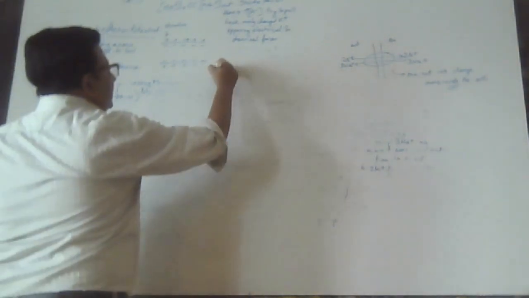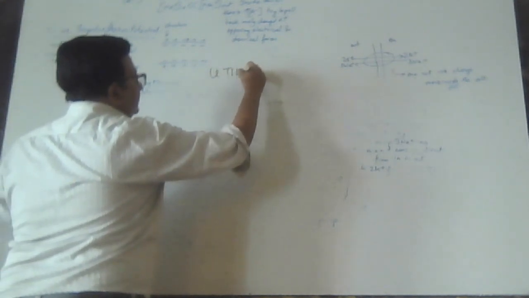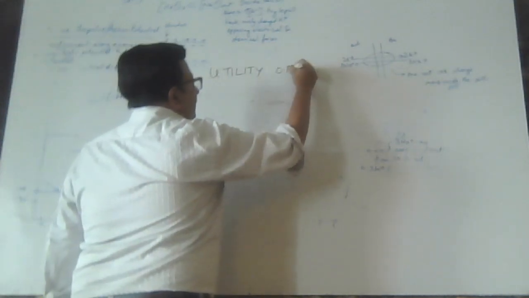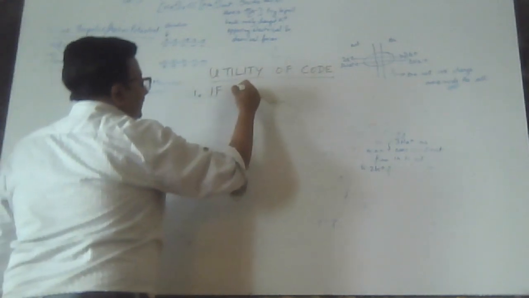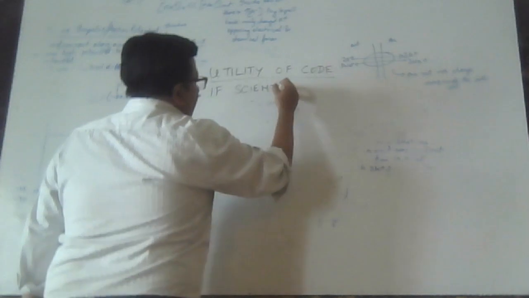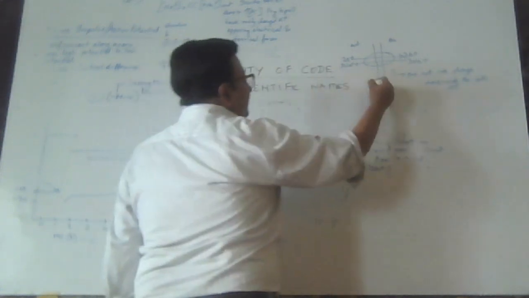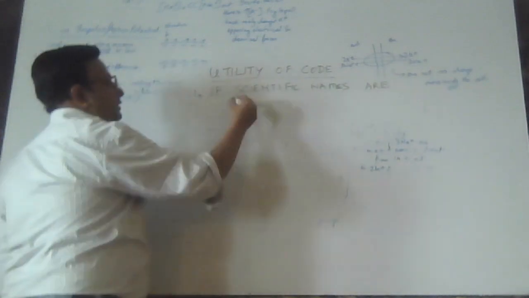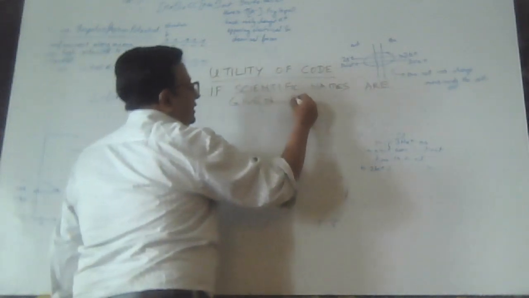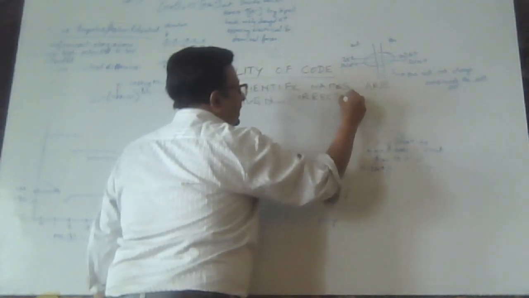So, what is the utility of this ICZN? They need to check that scientific names are given correctly and properly. Just giving some name carelessly, that is not on. That is not going to be done.